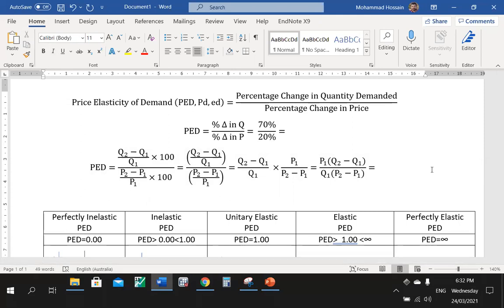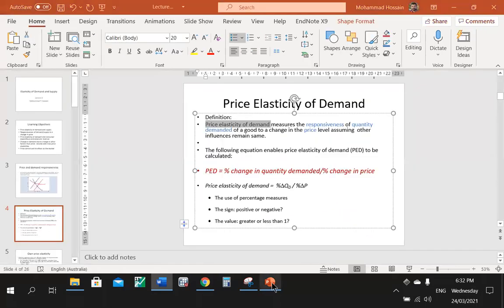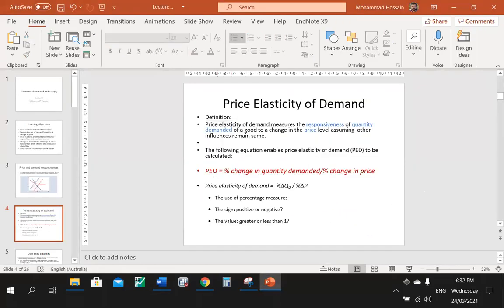There is another formula. We call that the midpoint formula. How does that look? This percentage change formula is in here. I explained them. Oh, by the way, the answer will always come out negative. Don't worry about the negative sign. Ignore the negative sign.